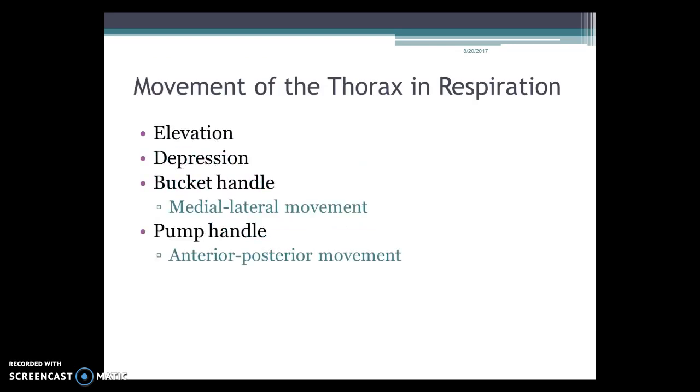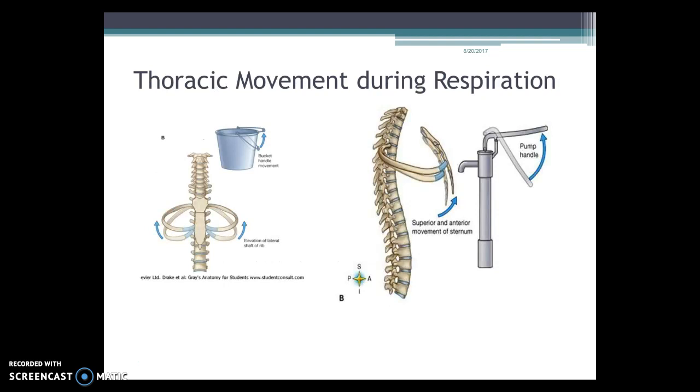So the movement of the thorax during respiration is elevation, depression, like we just talked about in the previous slide. There's a bucket handle movement and a pump handle movement. So laterally, the bucket handle comes up just like this bucket handle. So laterally out to the side here, the pump handle, which is this handle here, is more that AP, or superior and anterior movement, where you'll see the sternum rise anteriorly.